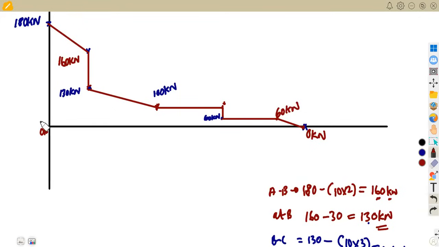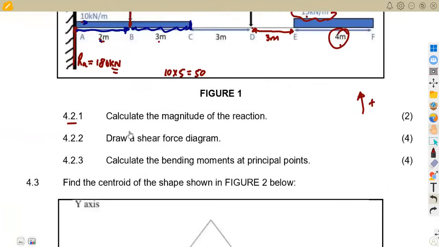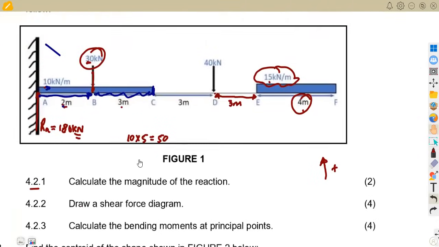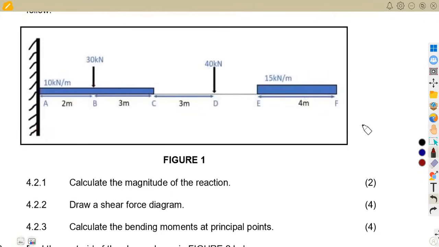So like I said, please use a suitable scale. Then these are the major points that you are going to have on your diagram in this case. So that's how you can end up with a shear force diagram. Then 4.23 was to calculate the bending moments at the principal points in this case. So you're going to need the bending moments.